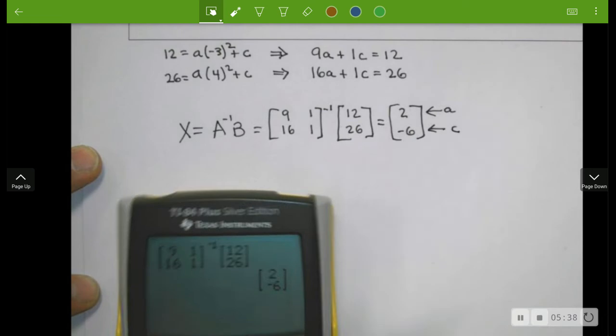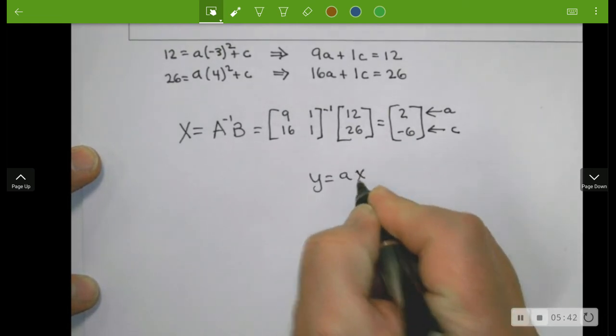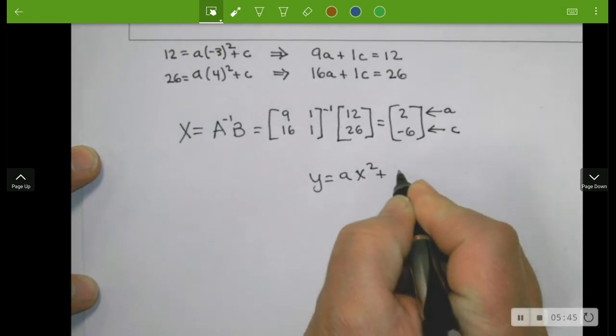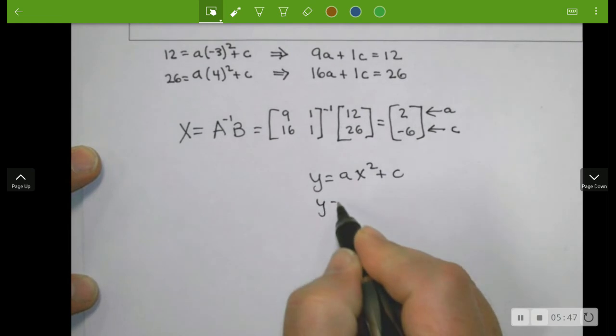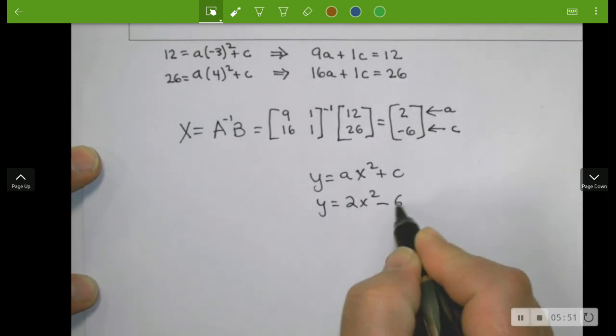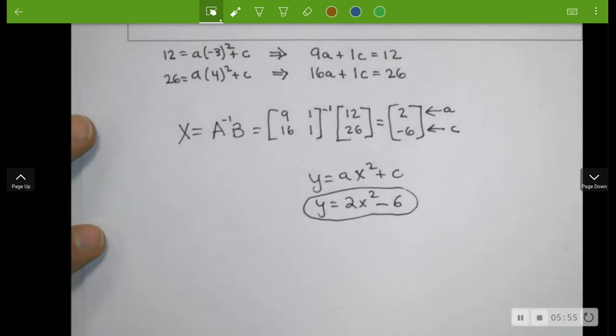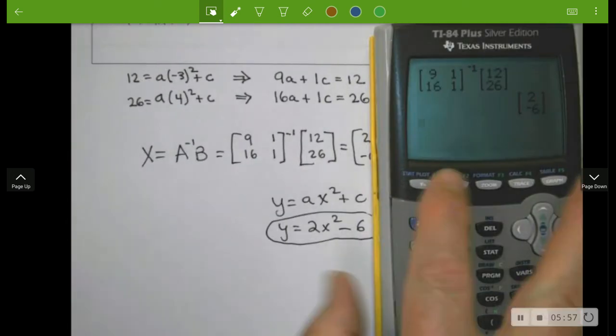So now we're ready to write the final answer here. It's y equals ax squared plus c. And in this case, we're using 2 for A and -6 for C. Now we're going to check this quickly by going to the y equals line and graphing it.